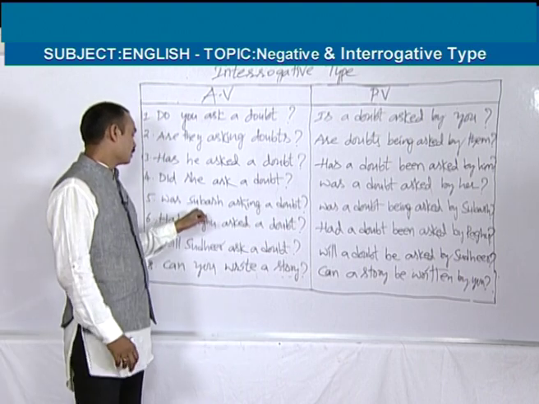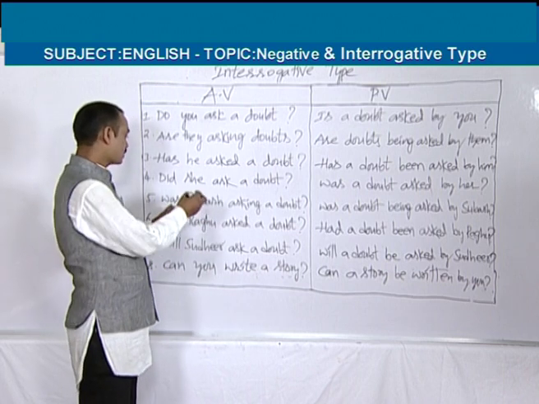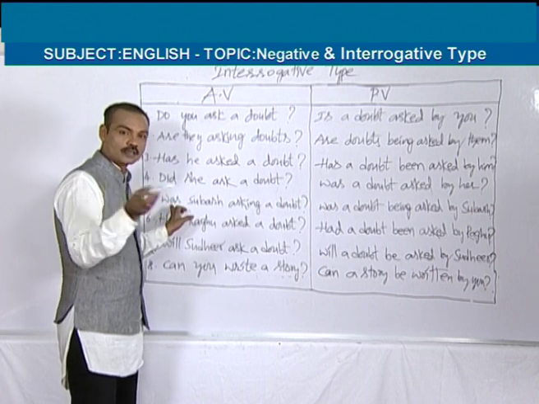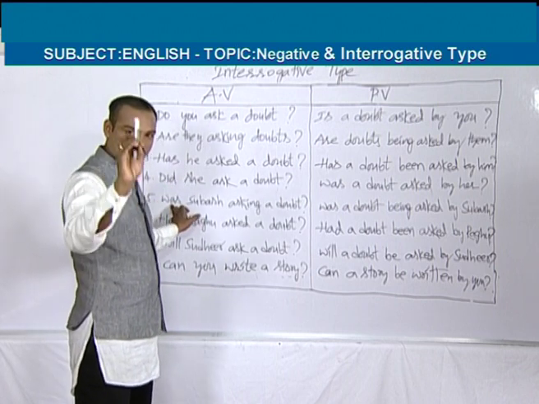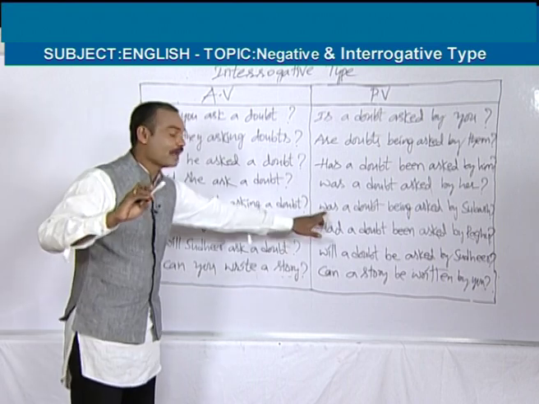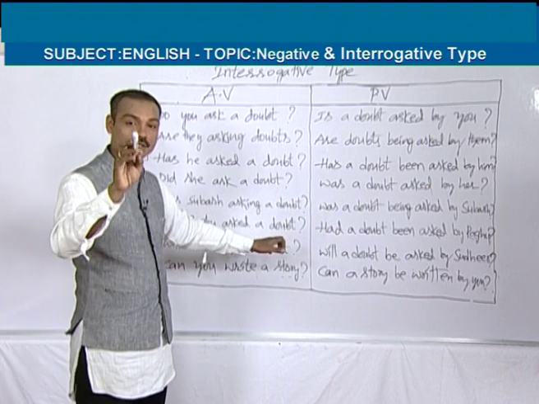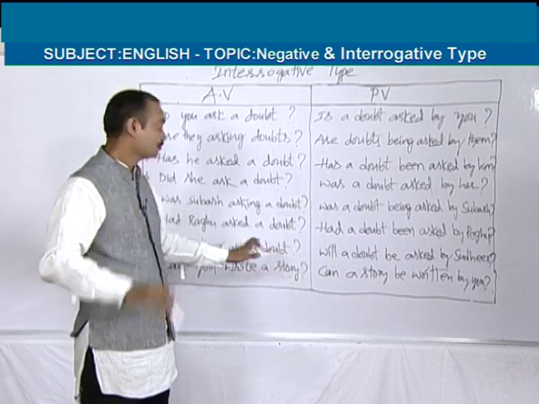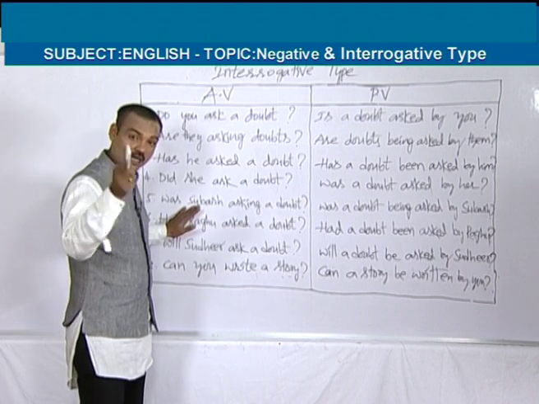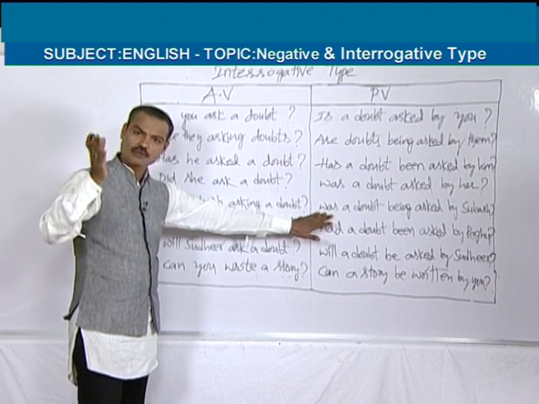So with what has it started? This active voice has started with was. Friends, when the active voice starts with either was or were, even the passive voice also should be started with either was or were. Please remember, it's an important point. Whenever the active voice starts with either was or were, even the passive voice also should be started with was or were.